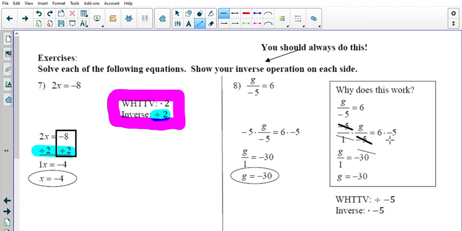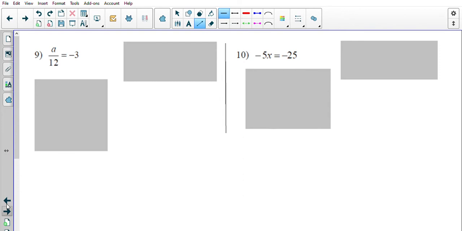And then on the right-hand side, we'll need to do 6 times negative 5 to get negative 30. The reason why I show this over here is just because I often have students who are like, well, does that really cancel out? It does. If you divide by negative 5 and then multiply by negative 5, because those are inverse operations, you're going to be left just with your variable. All right, let's try some examples on our own now.